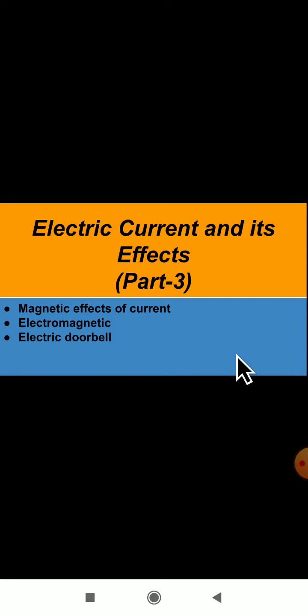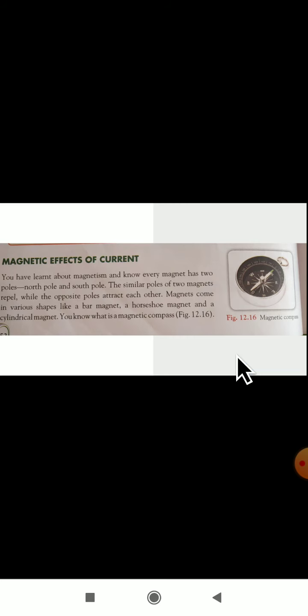Dear students, today in this video class we are going to study the next part of this lesson, that is magnetic effect of a current and electromagnets and electric doorbells. See, what is the magnetic effect of a current here?